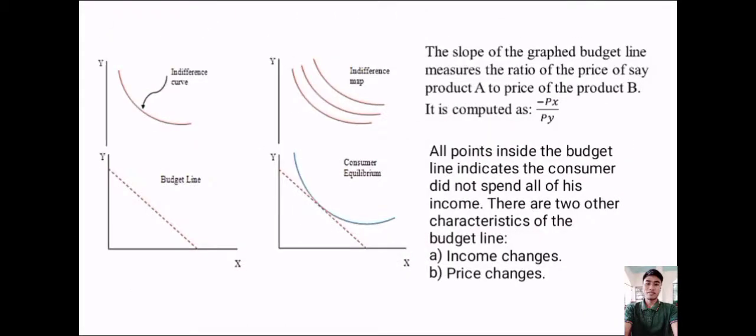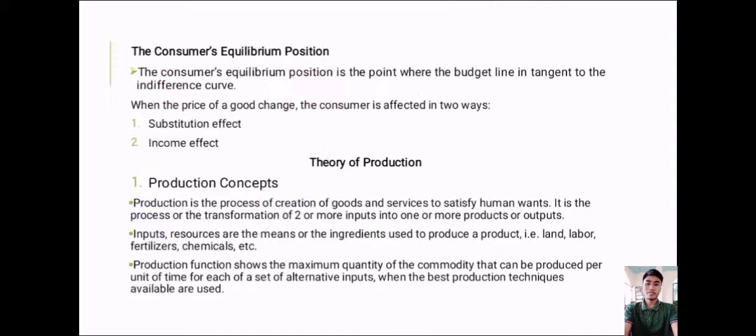So the graph of the consumer's equilibrium position. The consumer's equilibrium position is the point where the budget line is tangent to the indifference curve. When the price of a good changes, it affects the consumer in two ways: first, the substitution effect, and second, the income effect. So this is the theory of production.